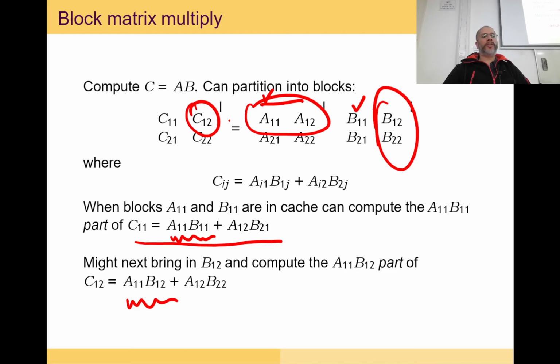Maybe your cache is already storing C11 or C12, and in addition to that, you have these matrices that you have to bring in and throw out. So ultimately, you have to think about maximizing the utilization of cache as much as possible.